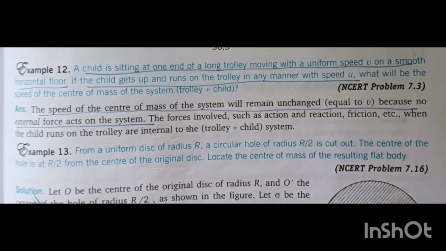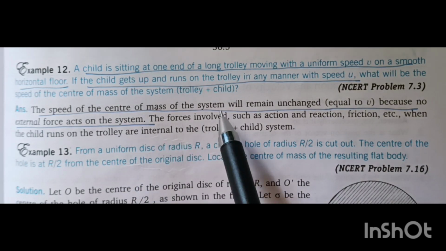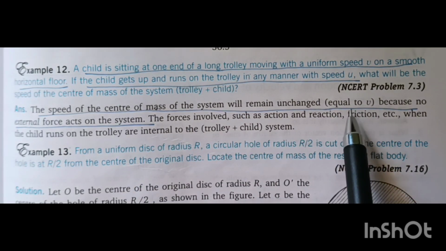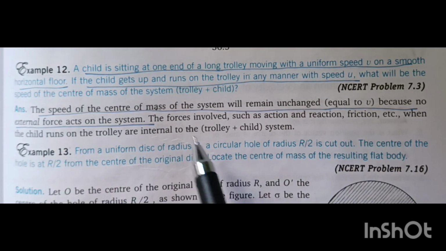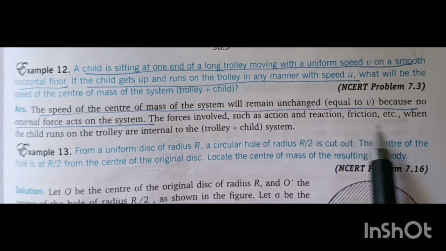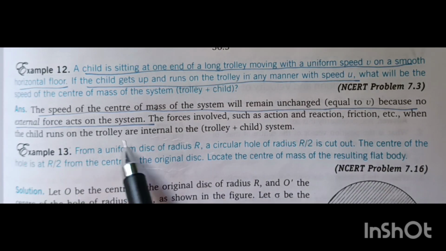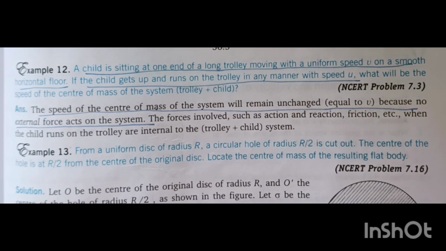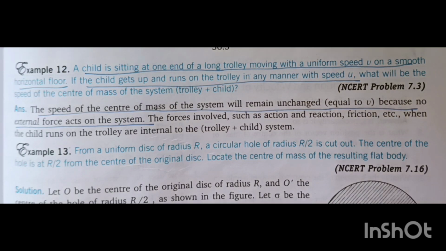The speed of the center of mass of the system will remain unchanged, that is equal to v, because no external force acts on the system. The forces involved, such as action, reaction and friction, when the child runs on the trolley, are internal to the trolley plus child system. So there is not going to be a change in the speed of the center of mass, because there is no external force. If no external force acts on the system, the speed of the center of mass is not going to change.